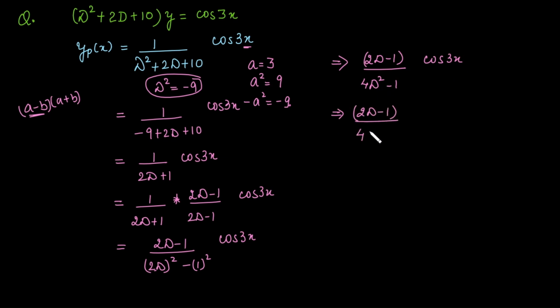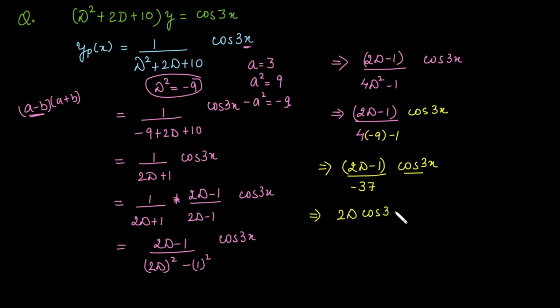So this implies 2D minus 1 upon 4. D square value is minus 9, minus 1, cos of 3x. So this implies 2D minus 1 upon minus 36 minus 1 is minus 37, cos of 3x. So this implies we will multiply the numerator term with the right hand side function cos 3x. So we have 2 times of D into cos of 3x minus cos of 3x divided by minus 37. So finally y_p of x is equal to, so D stands for the derivative.